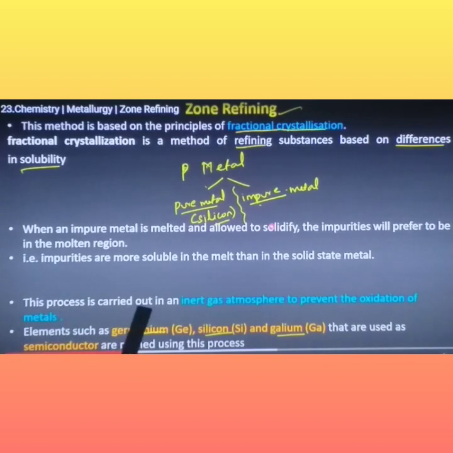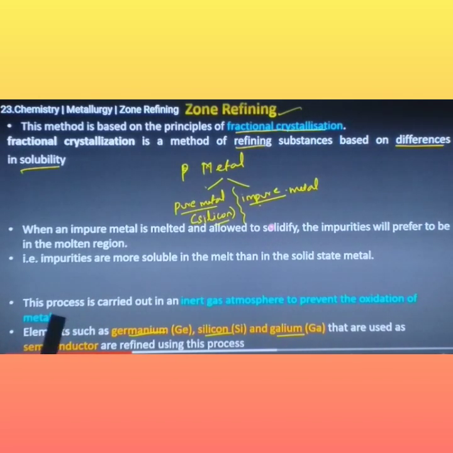This process is carried out in an inert gas atmosphere to prevent oxidation of the metal. Inert gas means the whole apparatus is filled with an inert gas such as helium, neon, mostly neon is used, argon, krypton, etc. If some oxygen or nitrogen gas is present in the chamber, the pure metal changes into the corresponding metal oxides. So in order to prevent oxidation of the metal, we carry out this process in an inert gas chamber.